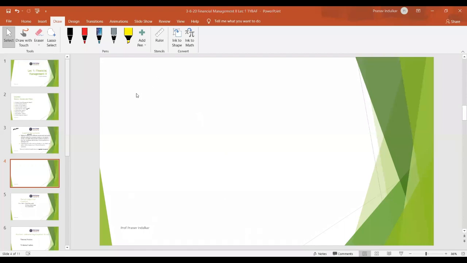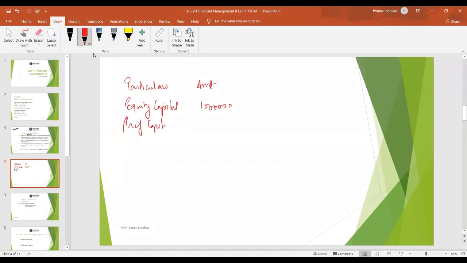Okay. So let's make a layout. My layout looks like: particulars, amount. Equity capital, 10 lakhs. Preference capital, 5 lakhs. Debentures, 5 lakhs. Is that clear? Now, this is my 20 lakhs.